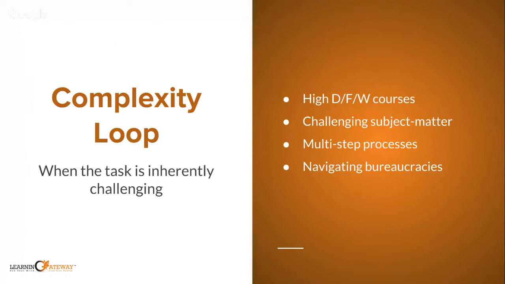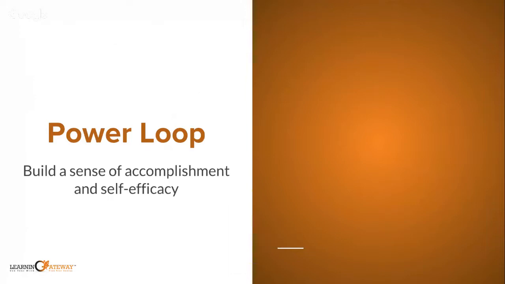So these are examples of where a complexity loop approach would be an approach you might want to take. The next is a power loop. The goal of a power loop is to build a sense of accomplishment and self-efficacy. What you'll start to see now is how these loops may overlap, with one supporting the other. For example, you may want a power loop to follow a complexity loop, because if it's something challenging you're teaching someone to do, you want them to feel a sense of accomplishment and confidence that they can actually accomplish it.